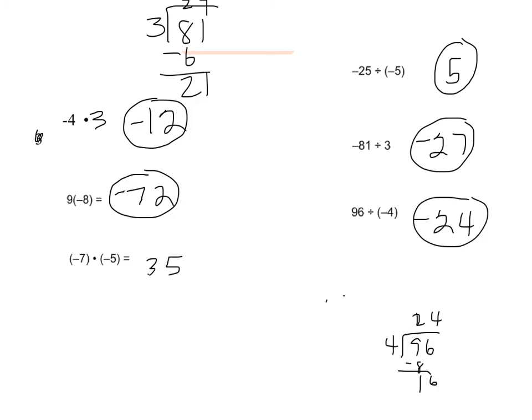Okay, so for this one, 96 divided by negative 4. 4 goes into 96 24 times. And since I have only 1 negative, my signs are different, it's negative 24. Over here, 7 times 5 is 35. Even number of negatives, or both are negative, my answer is positive. Okay? So take a look at these notes, and then we will go over this tomorrow in class.